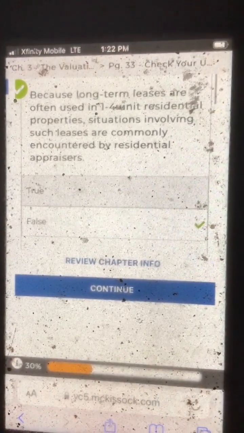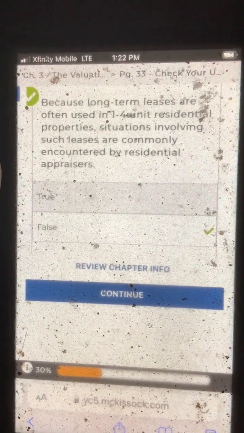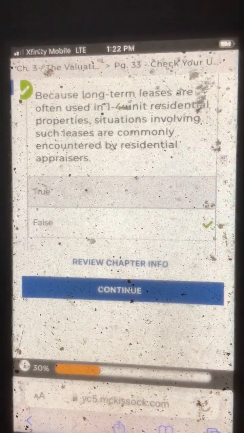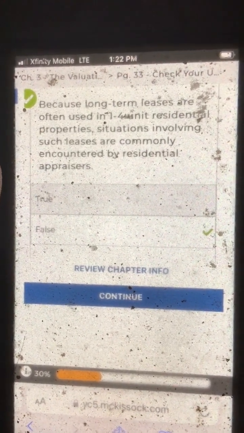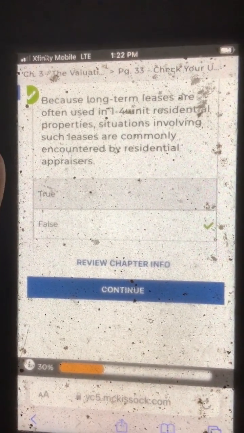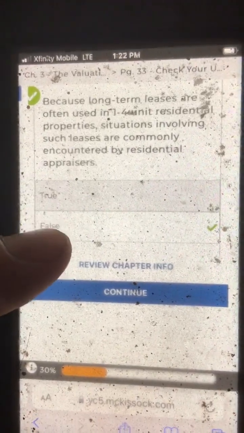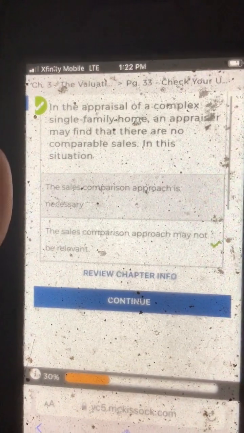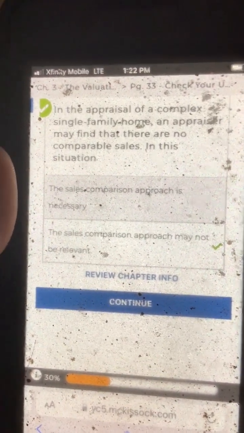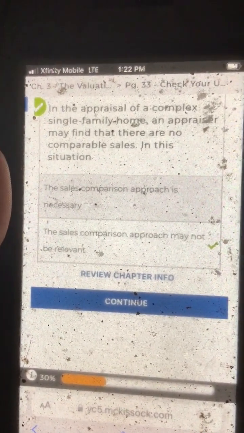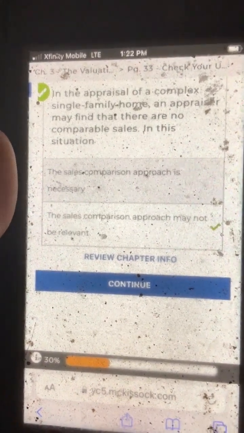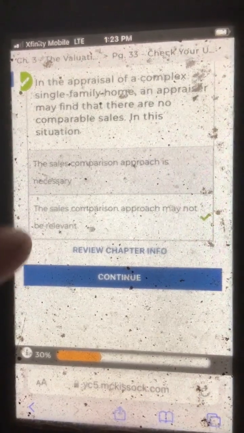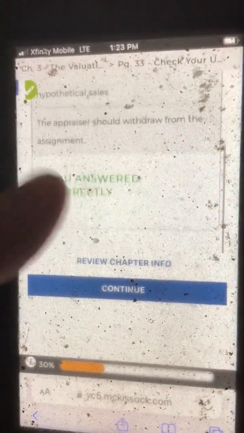Number 2, because long-term leases are often used in 1-to-4 unit residential properties, situations involving such leases are commonly encountered by residential appraisers. You said false, and that was correct. And number 3, in the appraisal of a complex single family home, an appraiser may find that there are no comparable sales. In this situation, you said, the sales comparison approach may not be relevant. And that was correct. Continue.